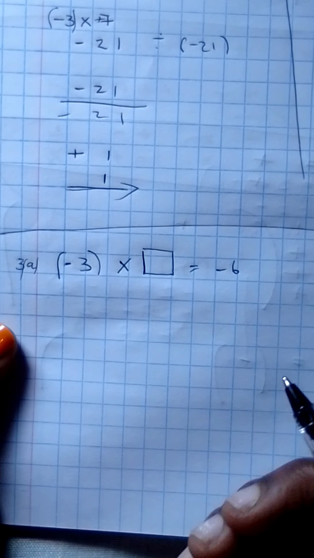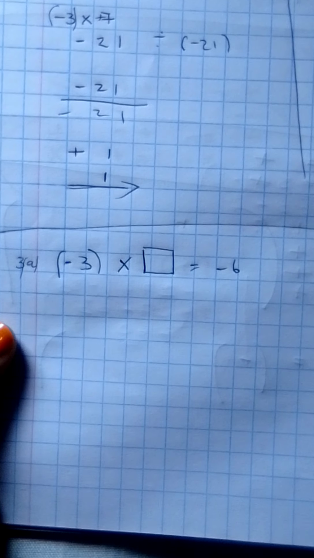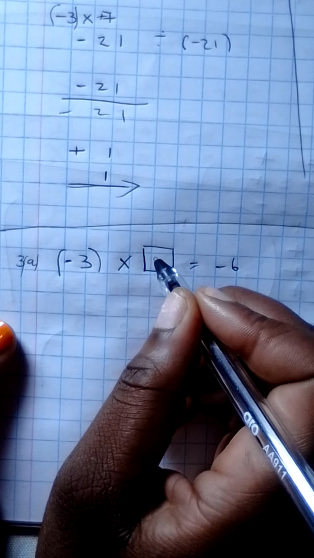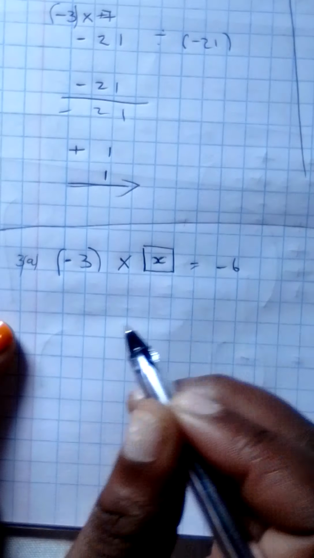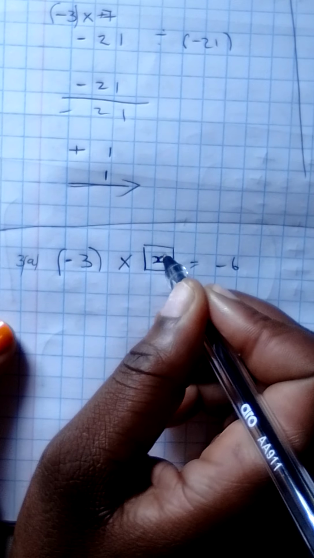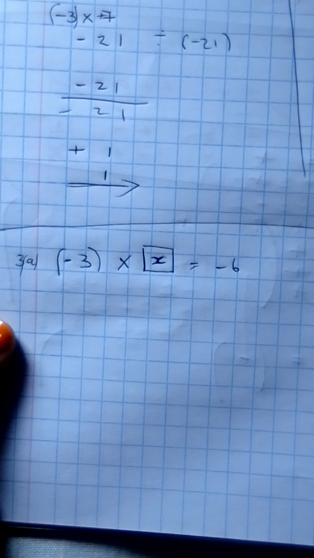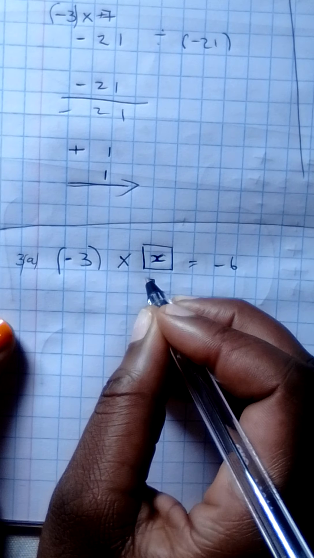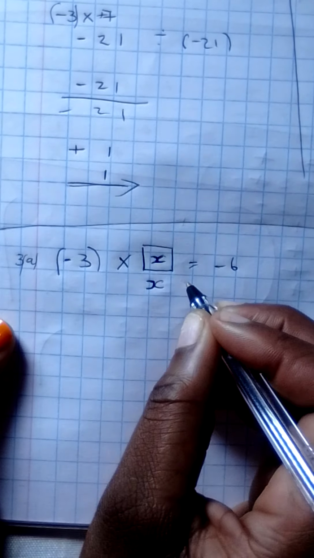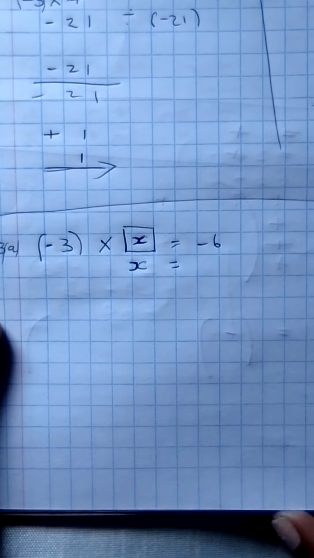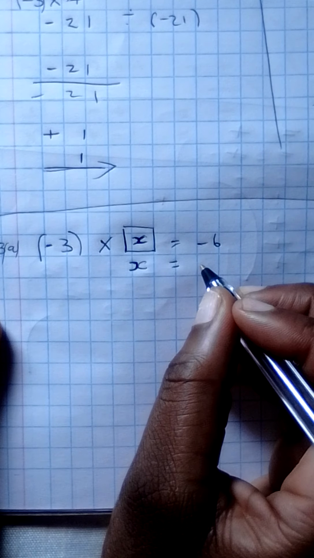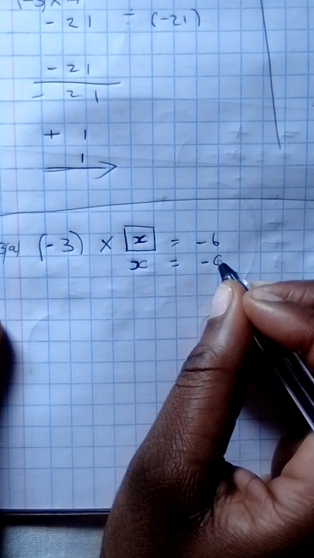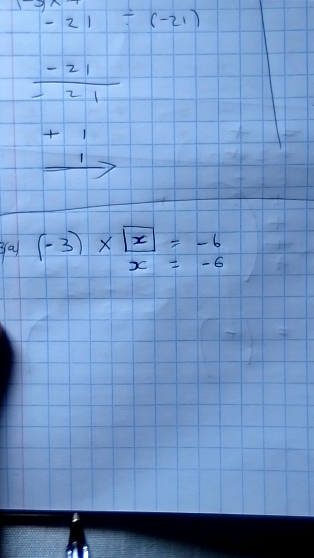Let's say if a question is like this, let's say on blank we have x. X is unknown, right? Let's put our x here. It's our known and it's unknown. So we are looking for unknown, right? We're going to leave unknown as the subject of the formula, right? We put our x here is equals to minus 6. You see our minus 6 there?